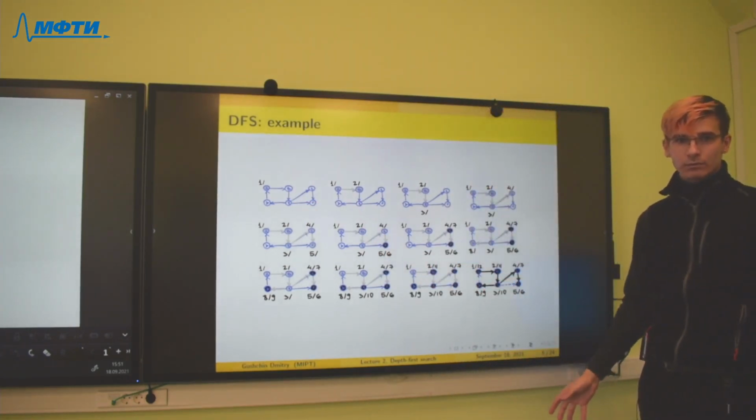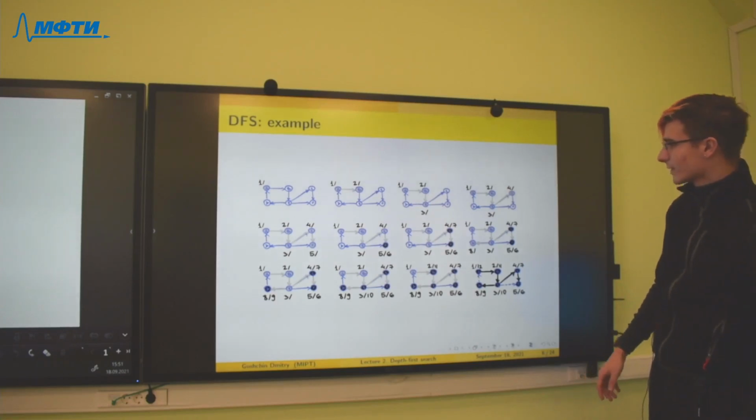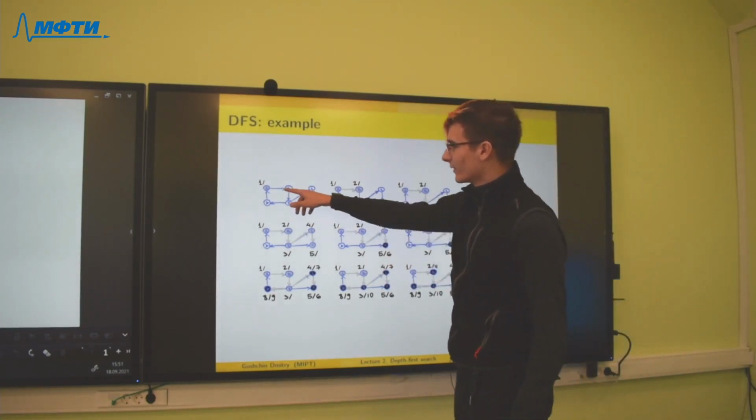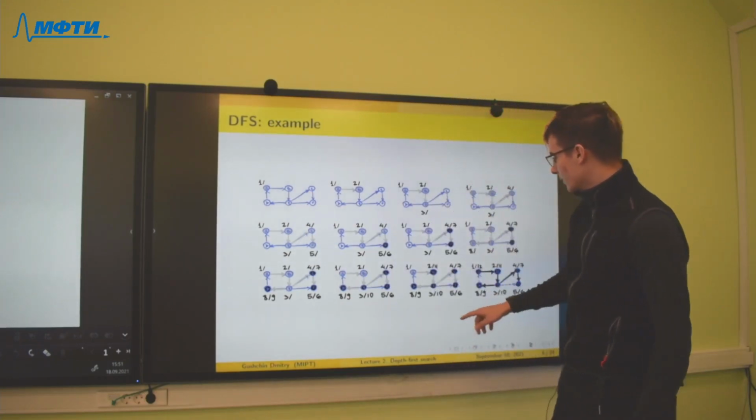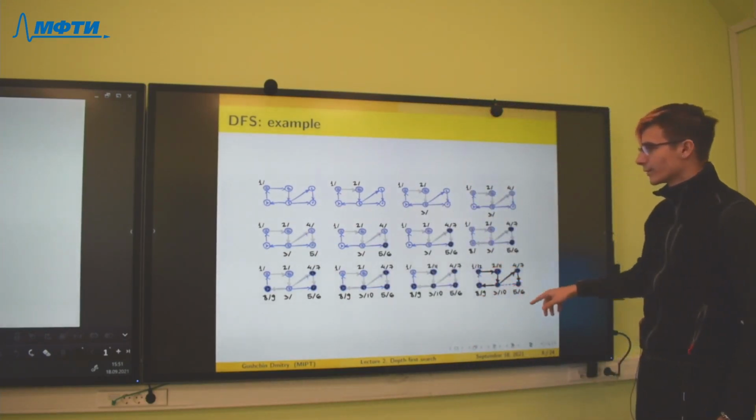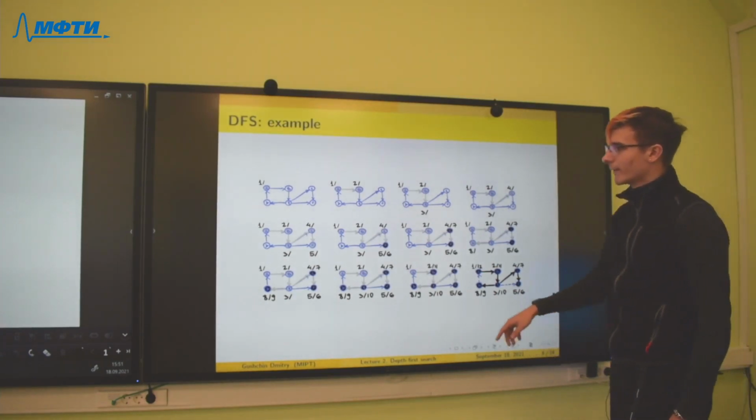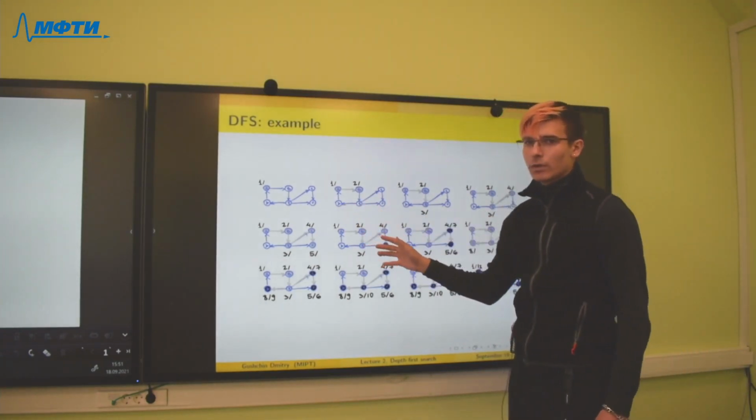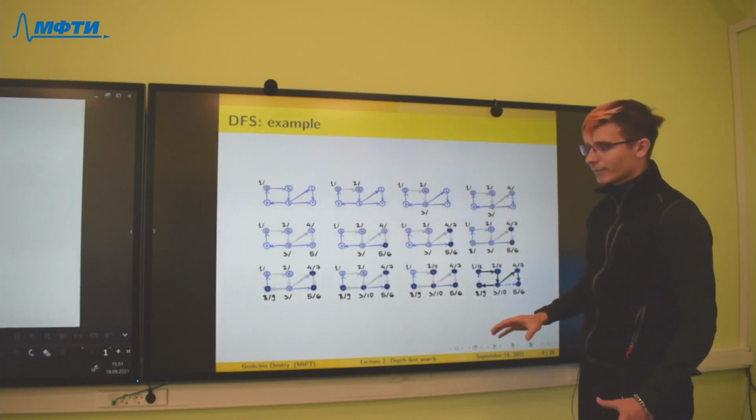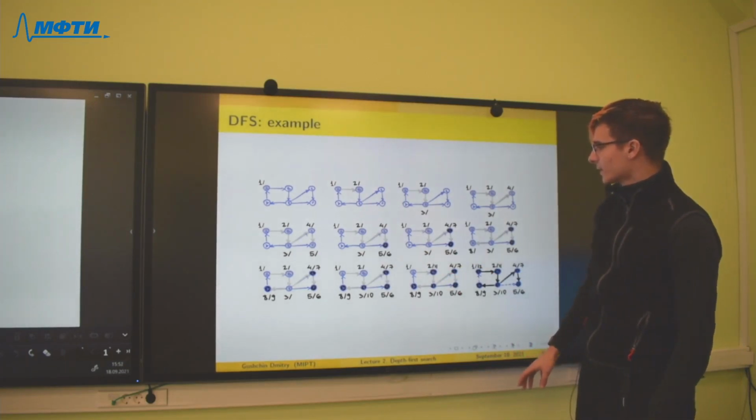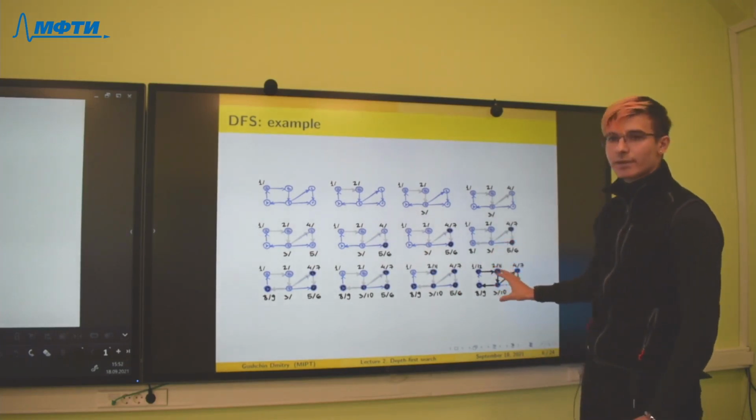Okay. So of course we are lucky that when we start with vertex A, we can reach all vertices in the graph. But if we start with F, for example, we can adapt our algorithm and see, of course, all these connected components. Okay.